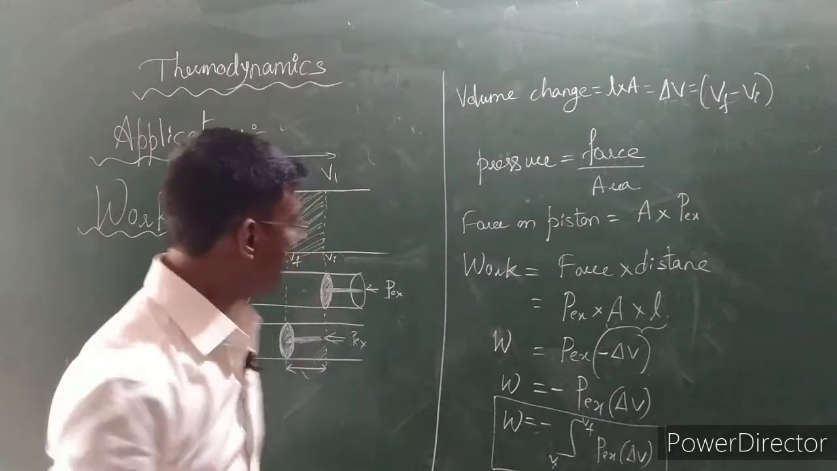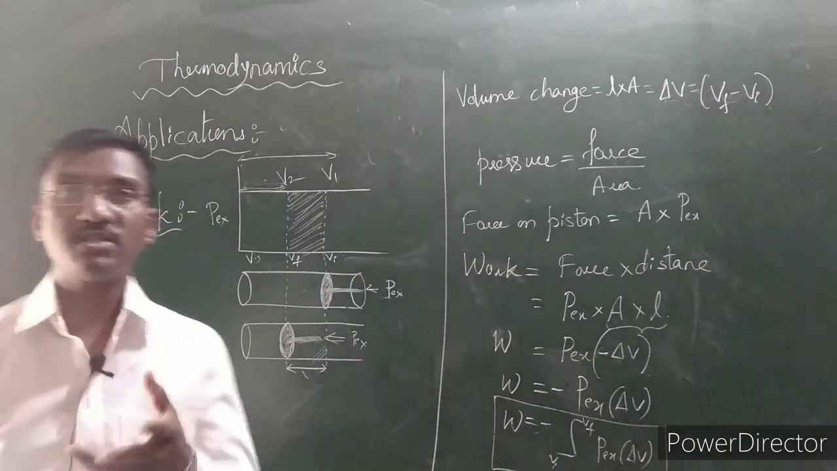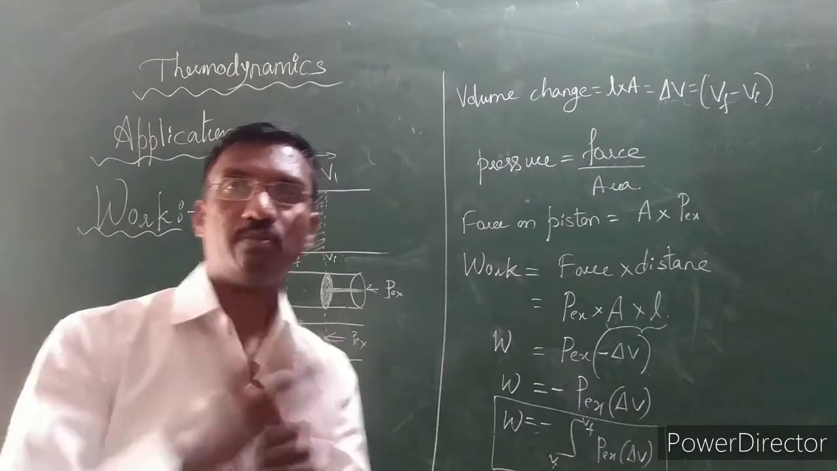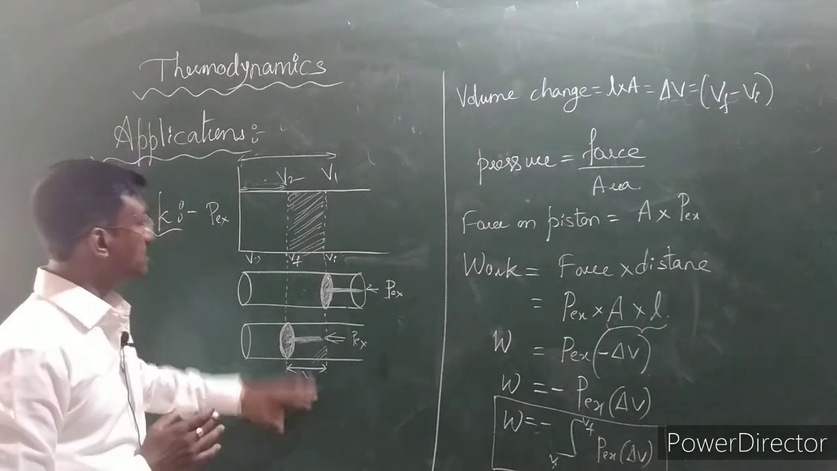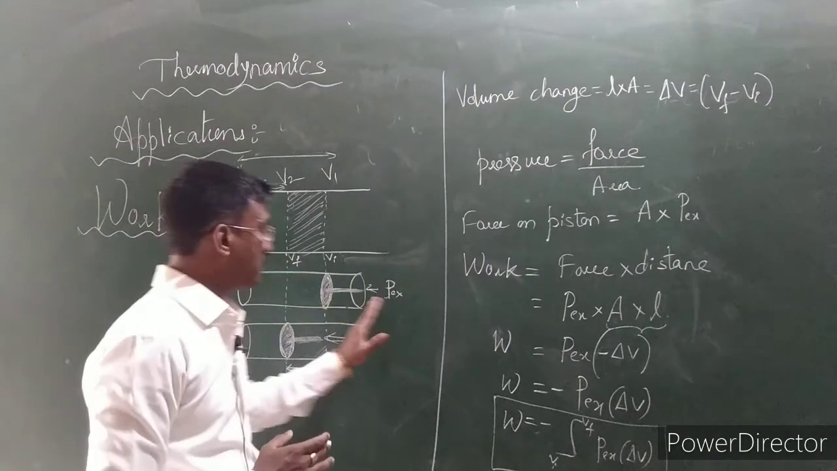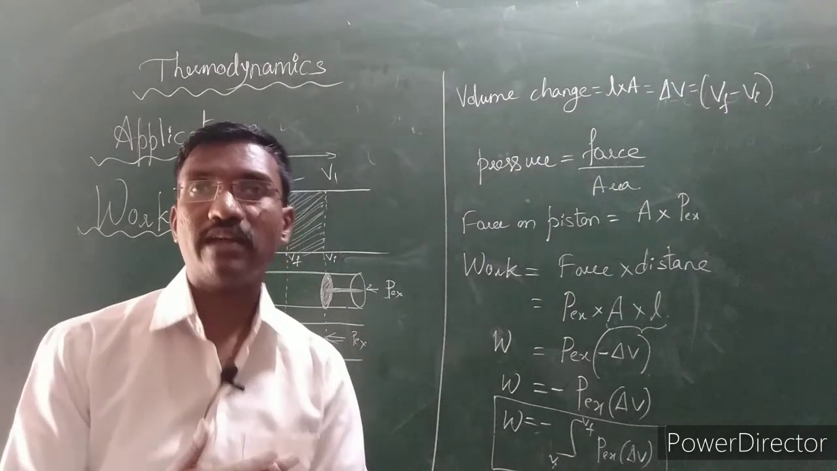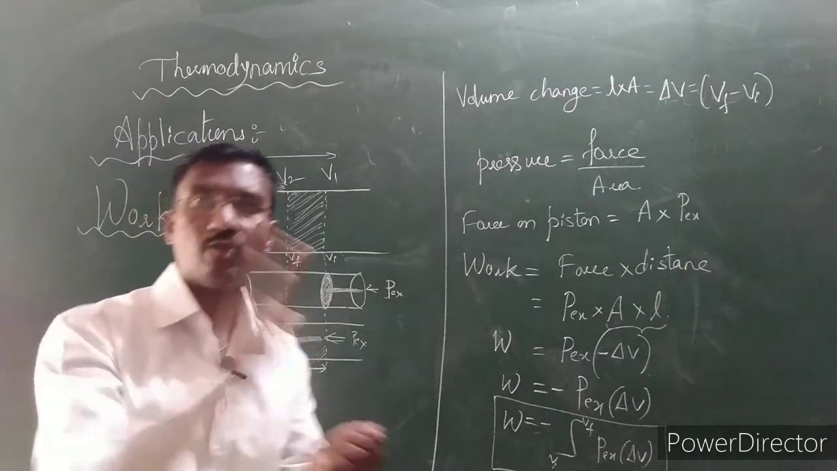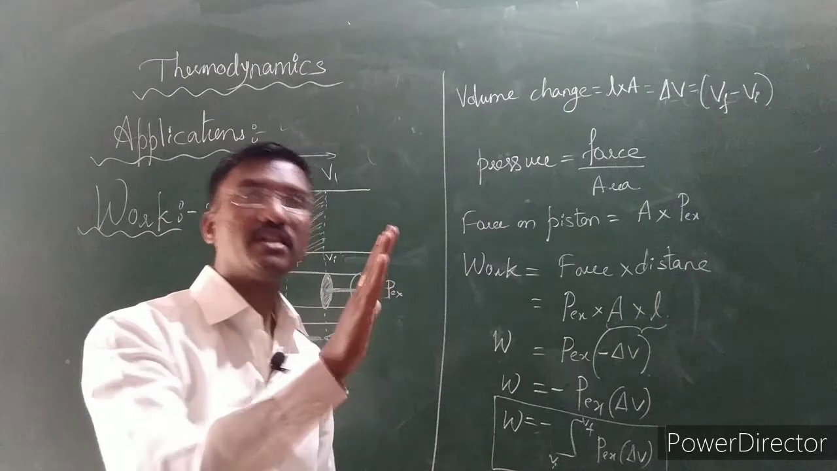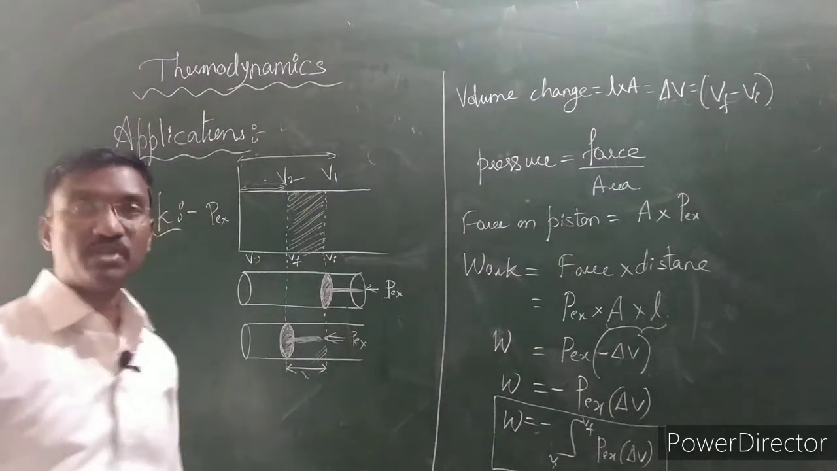Reversible is nothing but gradually changing, step by step it is changing. Irreversible is where the pressure is applied suddenly. So here this is the work done on the system by the piston. Here the pressure applied is sudden, very fast, not gradual. This kind of change is called an irreversible change.